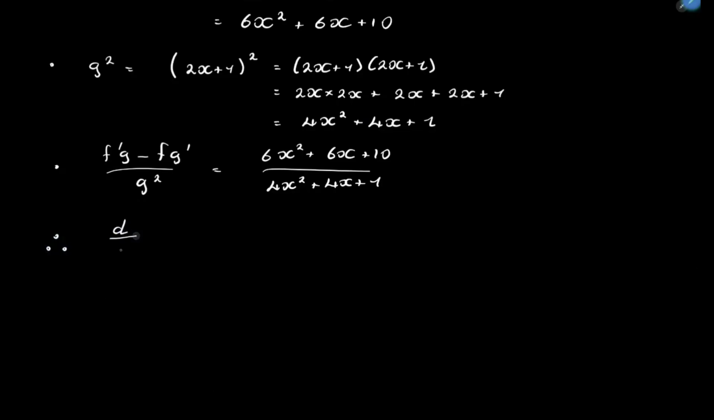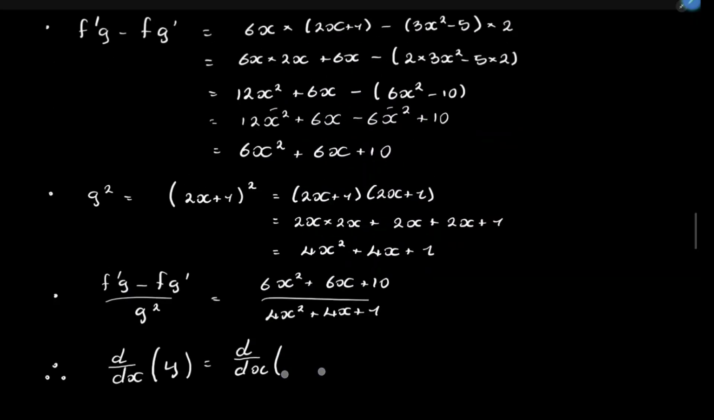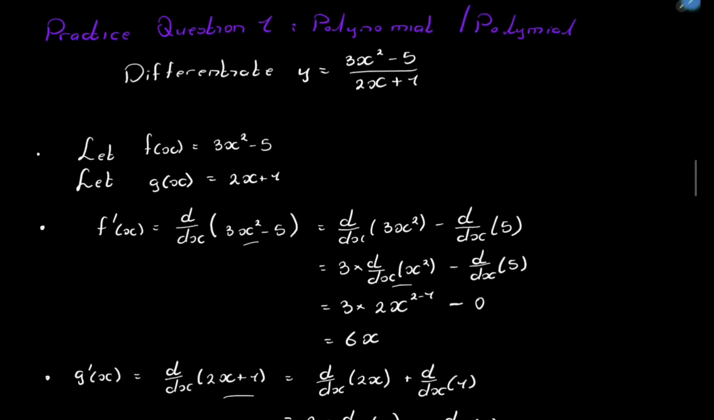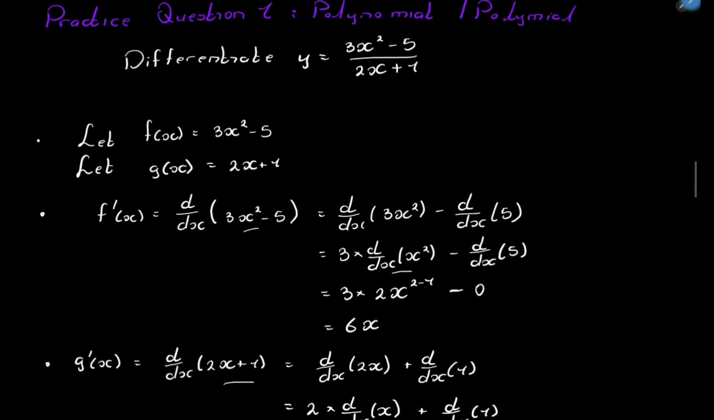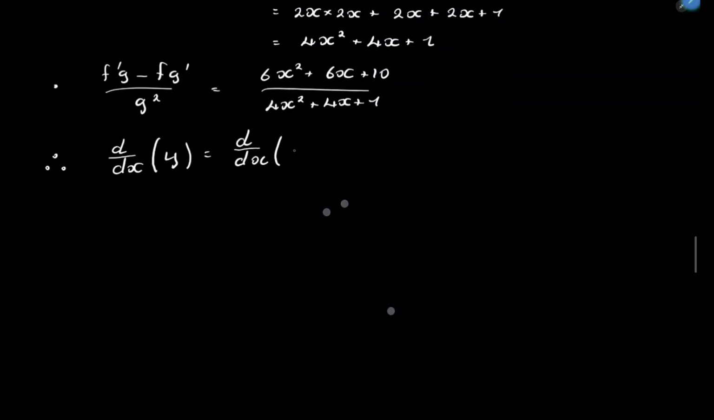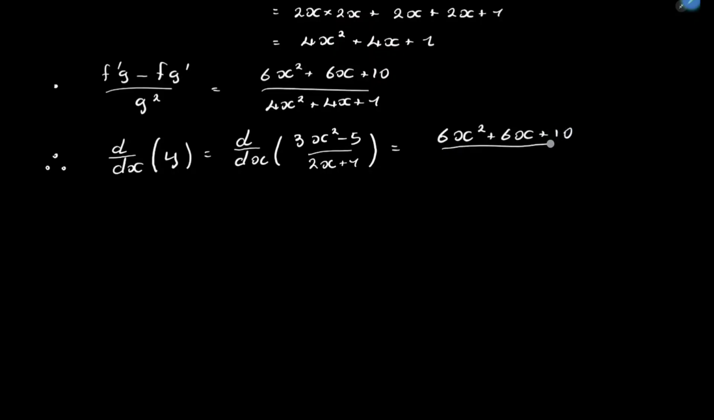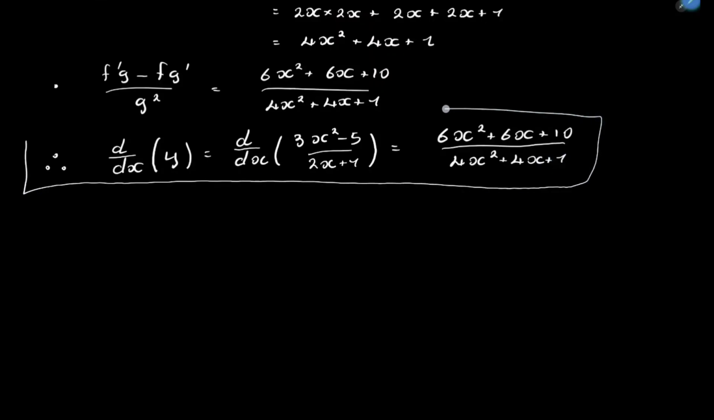Therefore, the derivative with respect to x of our initial function y, which is the same as the derivative with respect to x of f on g, which is (3x squared minus 5) divided by (2x plus 1), is equal to (6x squared plus 6x plus 10) divided by (4x squared plus 4x plus 1). We are done with our solution.